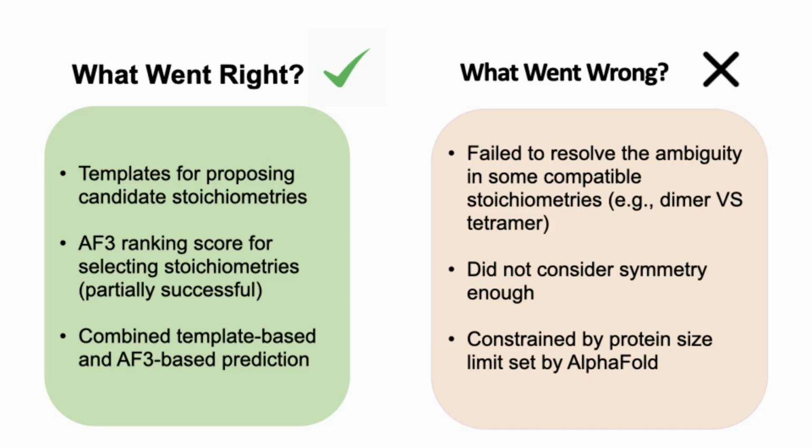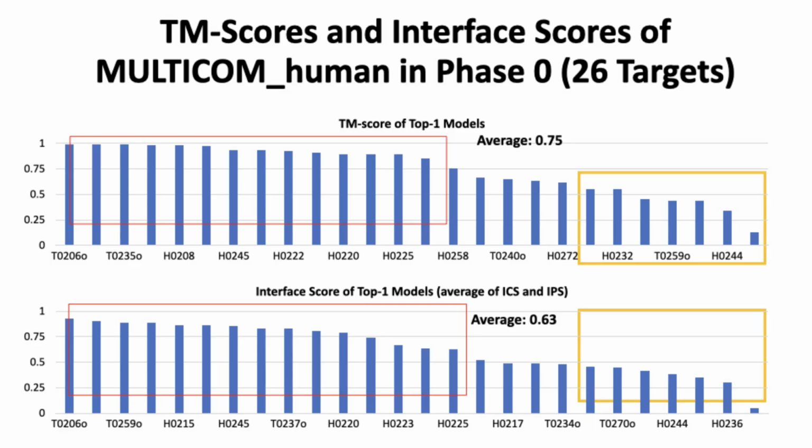What went wrong? We failed to resolve some ambiguity in the compatible stoichiometries, particularly the dimer and the tetramers, and do not consider symmetry enough, and constrained by the protein size for scoring those stoichiometries. Now, with this strong stoichiometry prediction, in the CASP phase 3 structure prediction, complex structure prediction, we have very good performance.